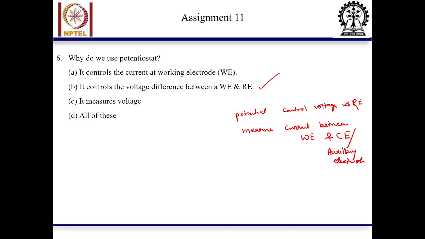Right, so this is wrong because it controls the current at the working electrode.